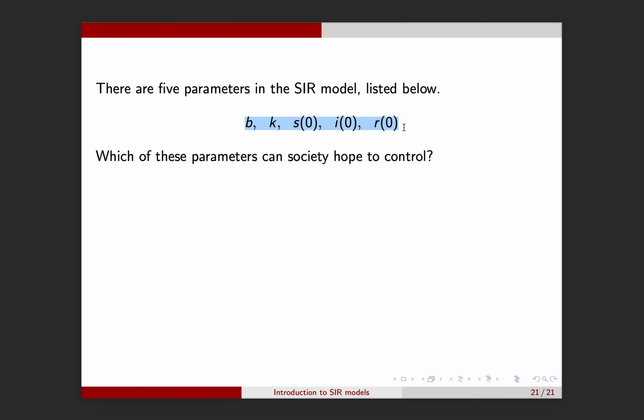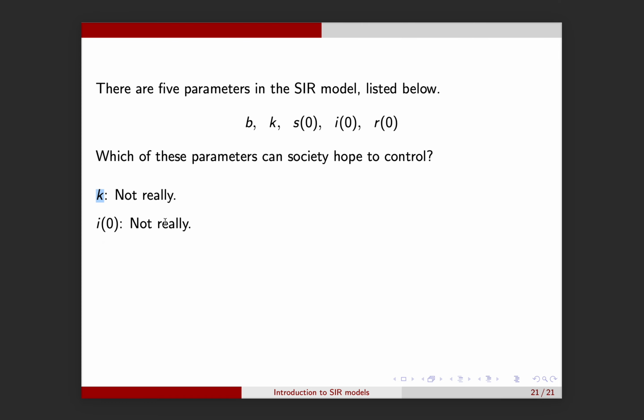So there are these 5 numbers to fill in for a specific disease. Which of these 5 could we actually try to control at all? Do we have any control over any of these 5 numbers? And again, if we were in class, I'm sure you all would tell me the correct answers. But since we're not, and we're trying to keep things quick, K, you can't really control that.